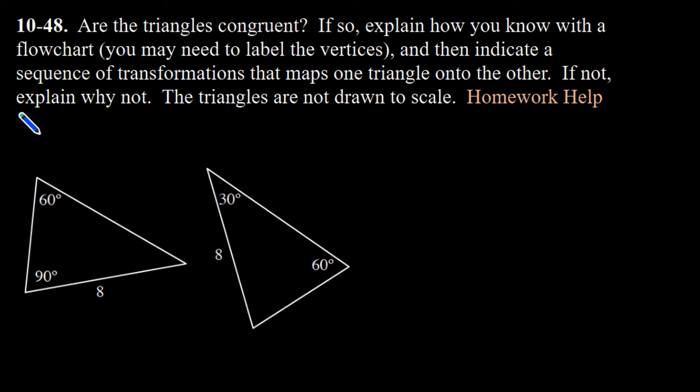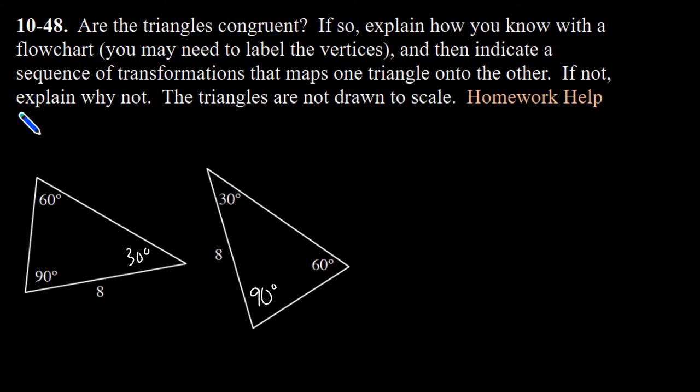I've got the single value of 8 on each of them, so I do have at least one side. And in this triangle, 30 plus 60 is 90, and because a triangle's angles have to add up to 180, I know that this would have to be 90 degrees, and over here I've got the 60 and 90. This must be 30 degrees.